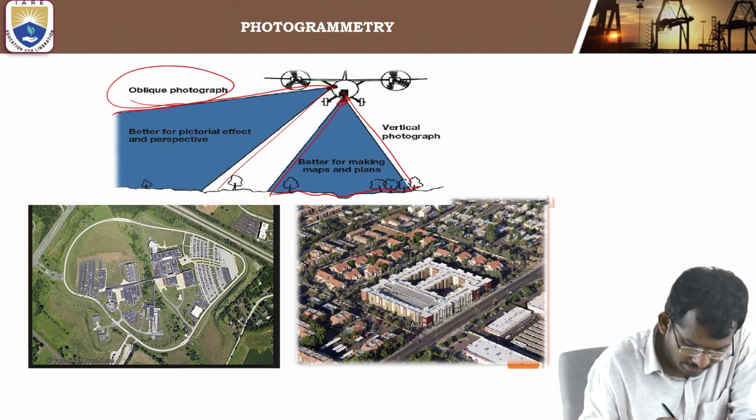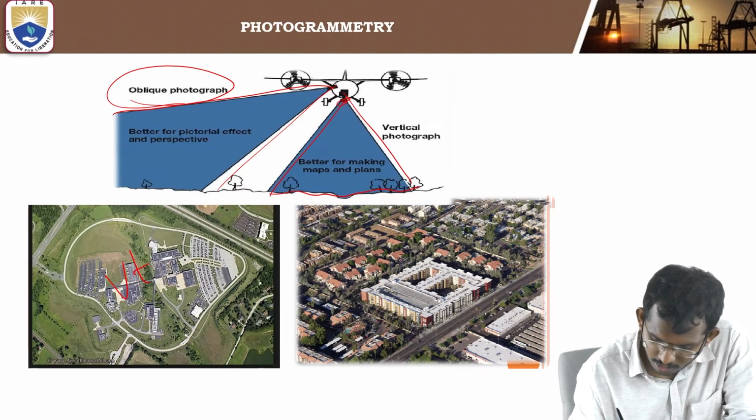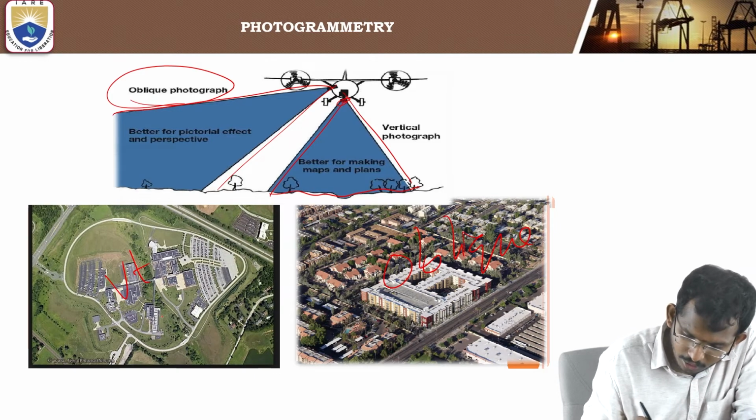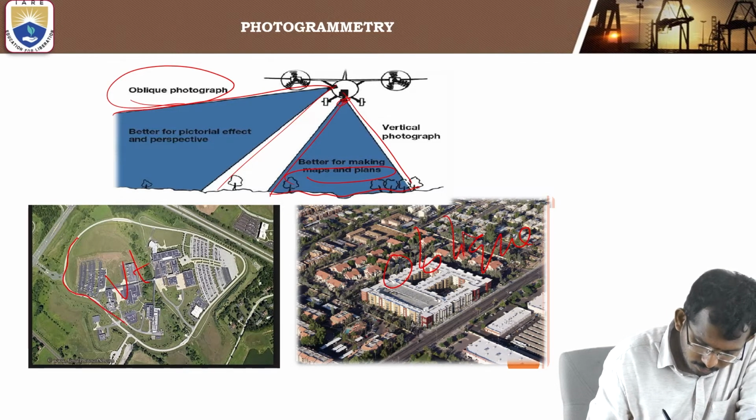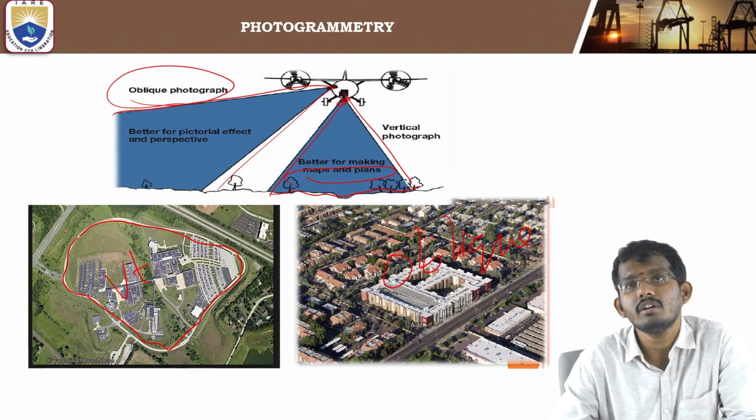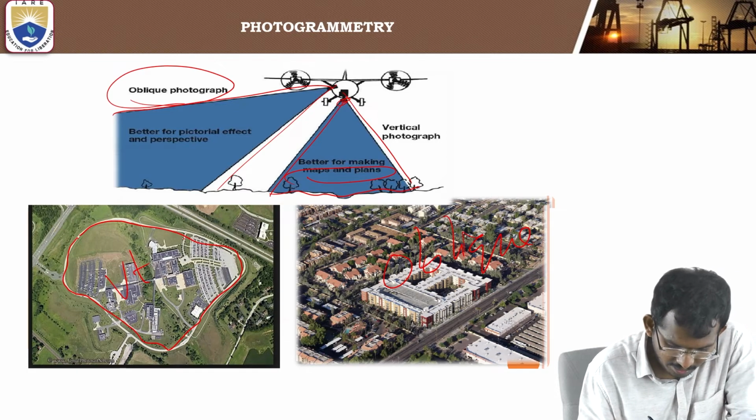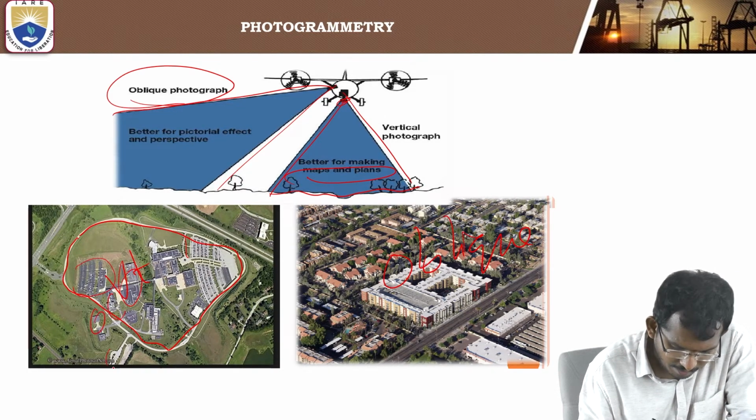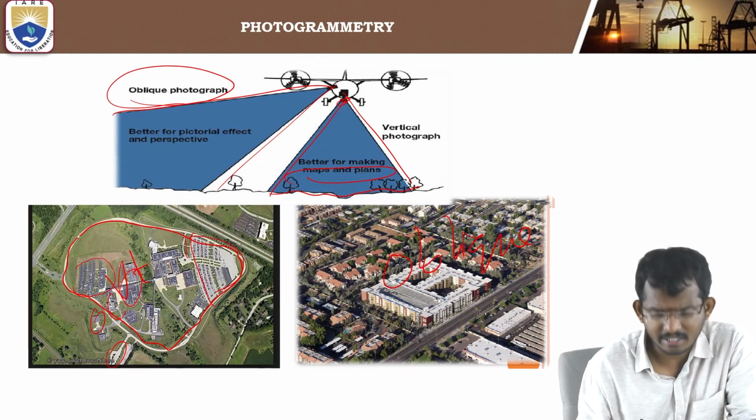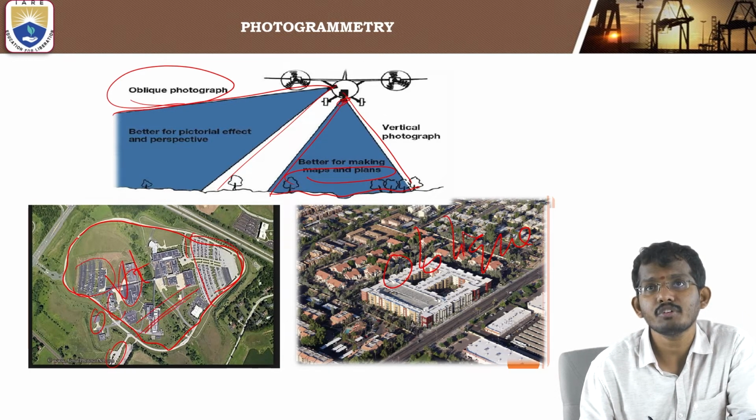So you can see this is a vertical photograph, and this is an oblique photograph. In a vertical photograph, you can make a plan or a map. See here, I can make a map of this particular venture or field. In this venture, there are some solar panels, some buildings, some farms. I can represent these, so I can make a plan or map from a vertical photograph.